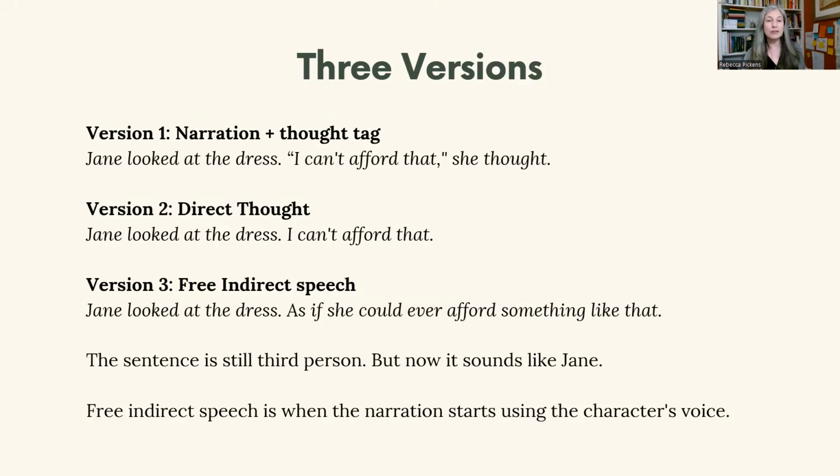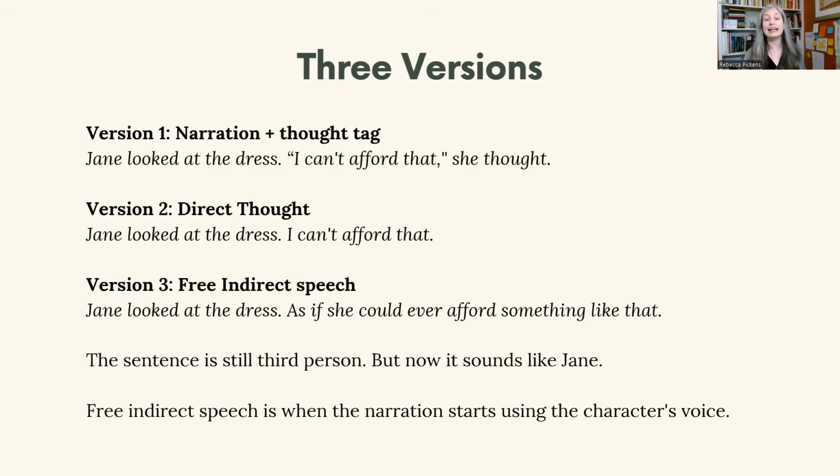So check out these three different versions with me. In our first version, we have narration plus a thought tag. Jane looked at the dress. I can't afford that, she thought. Now, there's nothing wrong with that at all. But think about where you, the reader, are sitting in comparison to Jane in this first example. You are not up close with her. You are observing.